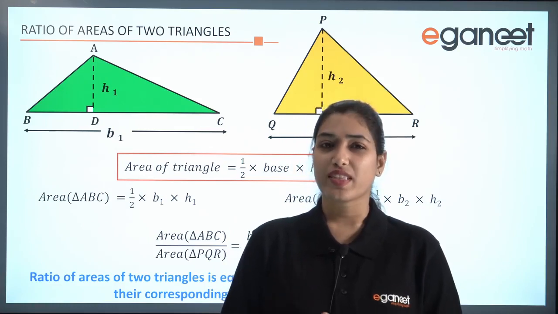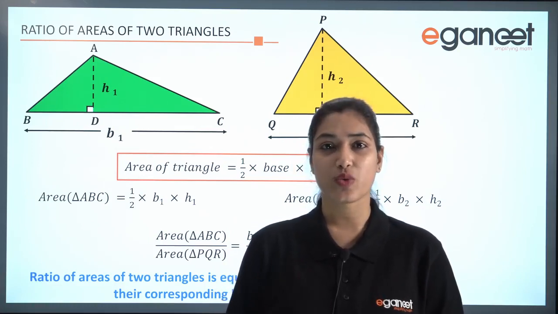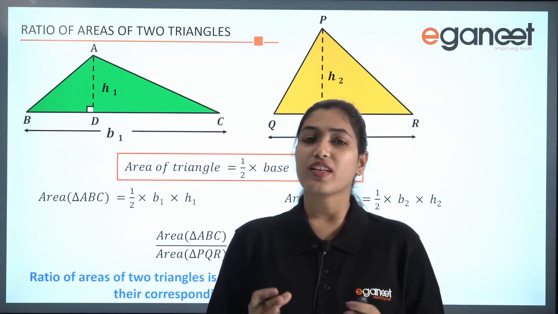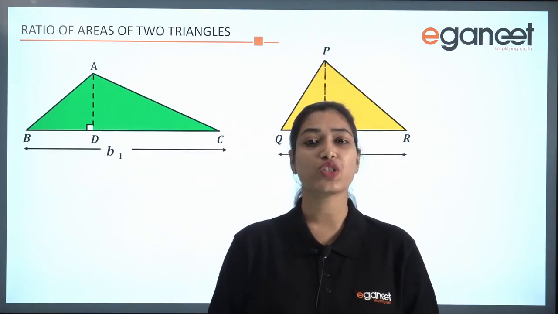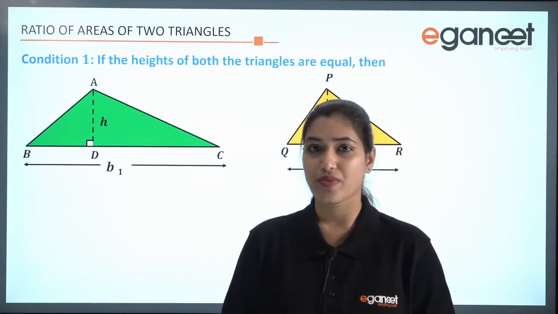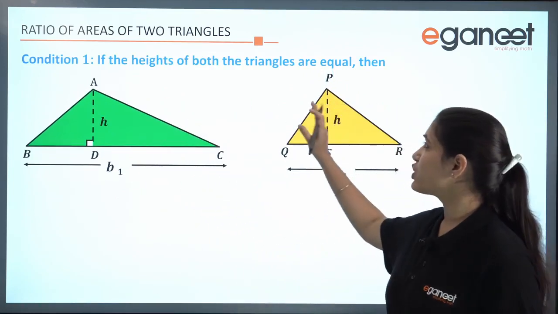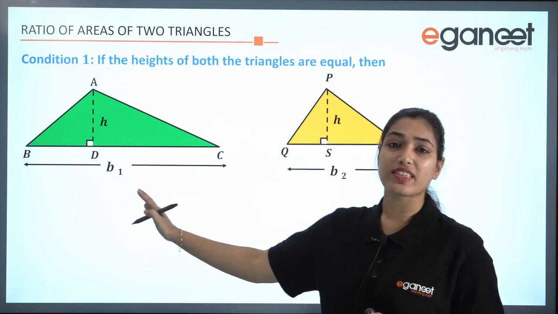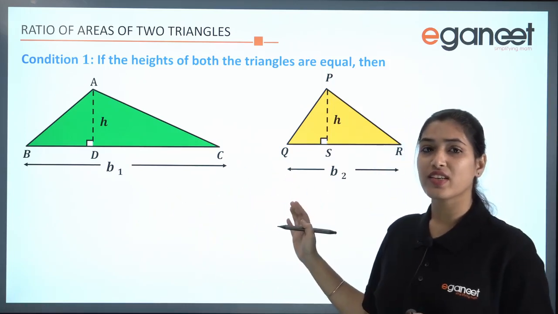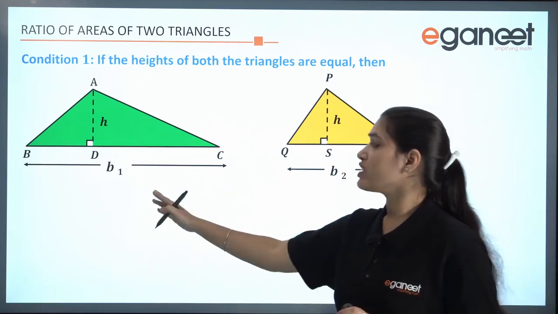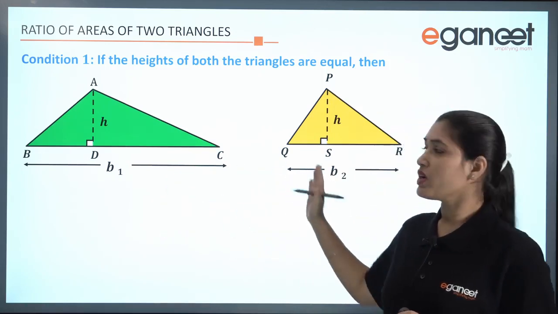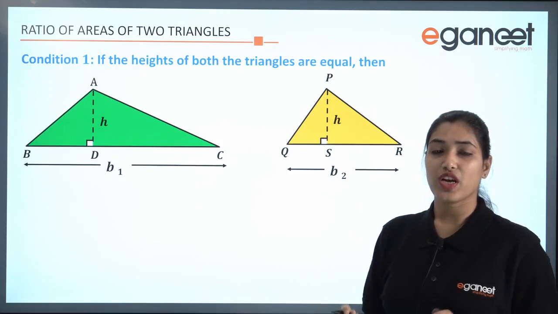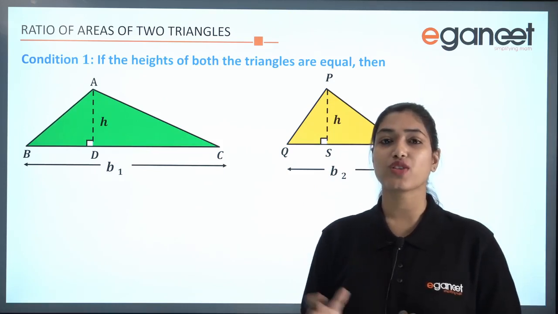What if the bases and the heights of the triangles are equal? Let us consider it as condition 1, where we take the heights of the triangles as equal. So, condition 1, if the heights of both the triangles are equal, you can see in these two figures, how are the heights? They are equal and the bases are different. So, we take the base as B1 and B2 and height as simply H. Now, what will be the ratio of areas of the two triangles?